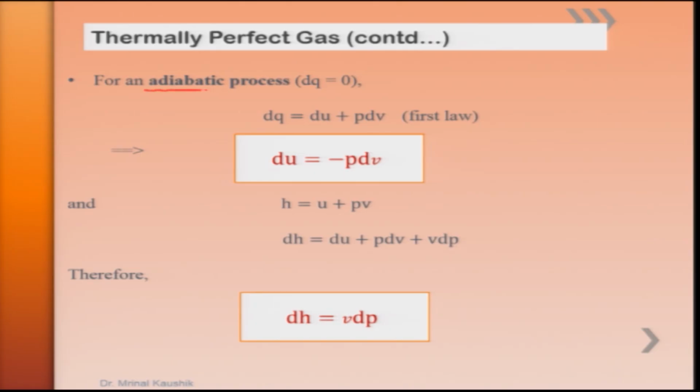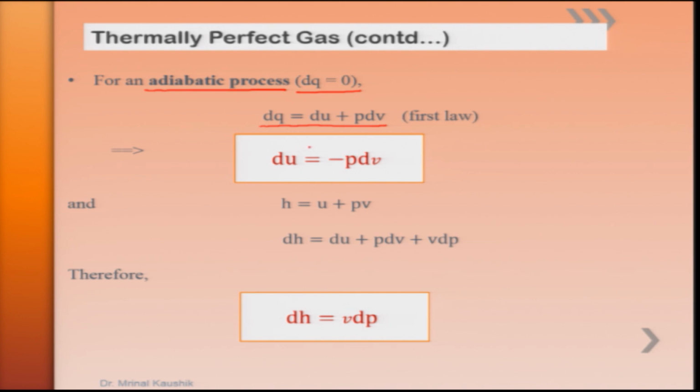Okay. Now we move on to suppose the process is adiabatic. We have seen the isobaric process, that is the constant pressure process, and the constant volume process, the isochoric process. Now let us see, if the process is adiabatic, that is del q is equal to 0, then what happens? Applying the first law of thermodynamics, del q is equal to du plus p dv.